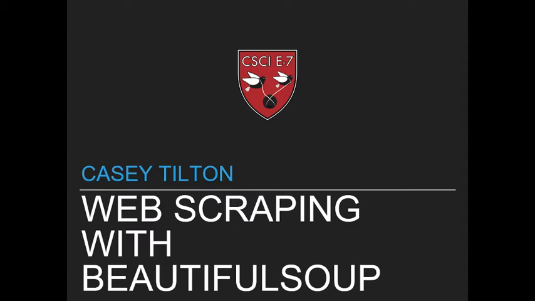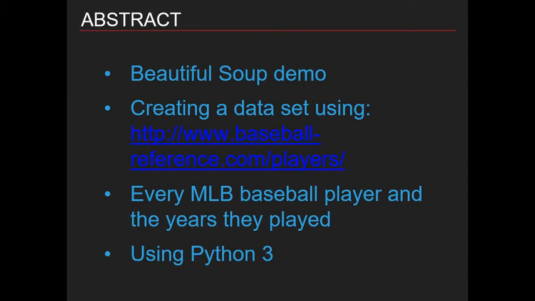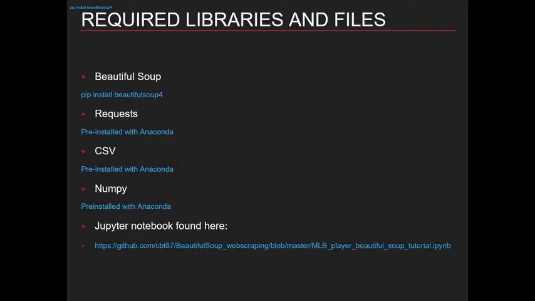In this video, I will be demoing a library called BeautifulSoup that is used to scrape websites and parse HTML. The script I will be demoing takes data from baseballreference.com and creates a data set with the name of every professional baseball player in the history of the sport and the years that they played. And finally, I'll show you some simple data analysis that I can do now that I have the data set. And here are the required libraries for the script.